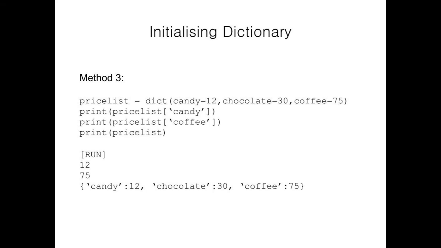You can also initialize a dictionary using the third method. In the third method, you are also using the dictionary function, but you are feeding in the parameter differently. And you are using a label, an equal sign, and then the value of the item.